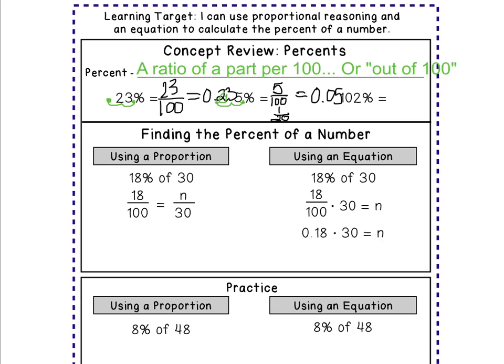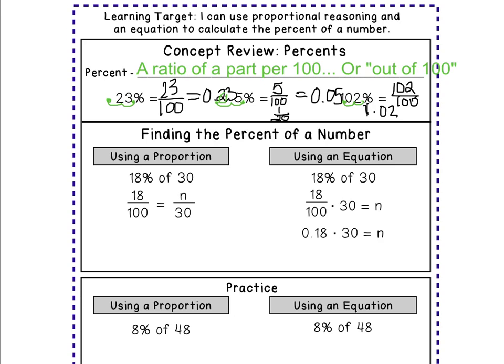Then we have 102%. So 102% would be 102 out of 100. 102 hundredths is kind of a difficult decimal to write, because it's bigger than 1, just like the fraction 102 over 100 is an improper fraction. That would be 1 and 2 hundredths. Or if we move the decimal 2 places over to the left, it would show that our decimal would be 1 and 2 hundredths, or 1.02.